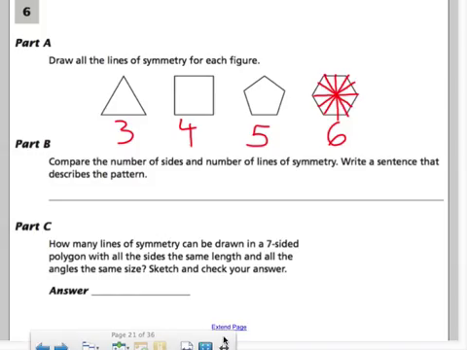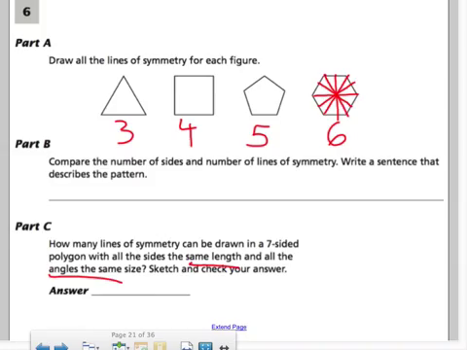All right, and part C. How many lines of symmetry can be drawn in a 7-sided polygon with all the sides the same length and all the angles the same size? So they're trying to see if you understand the pattern. Think about it. It's got 7 sides, but all of them are equal, and the angles are equal too. So how many lines of symmetry should it have? 7. Yeah, if it follows the pattern that we established up here, it should be 7.